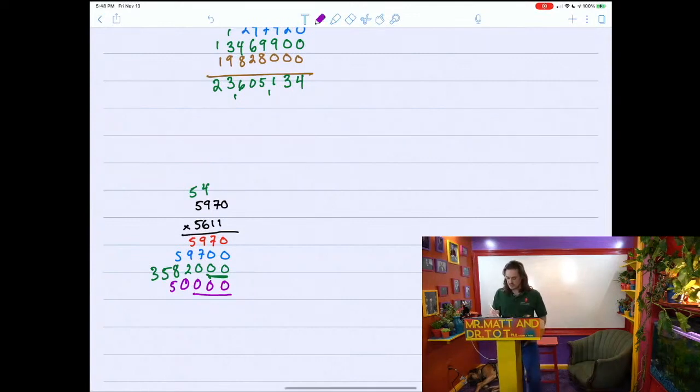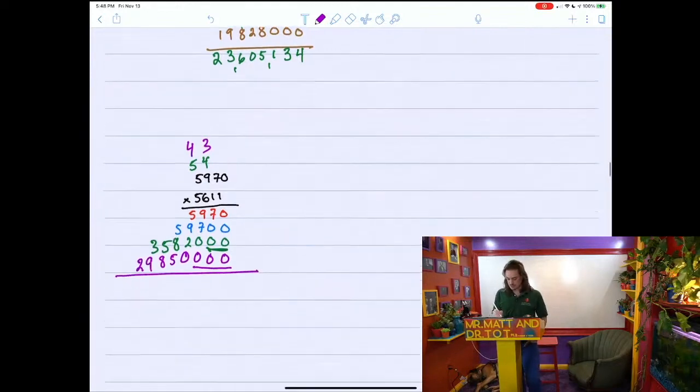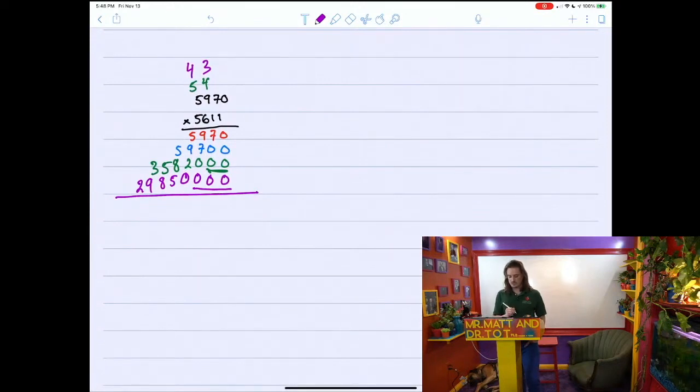0 plus 0 plus 0 is 0. 7 plus 7 plus 0 plus 0 plus 0 is just 7. 9 plus 7 is 16, so keep the 6, carry over the 1. 1 plus 5 is 6. 6 plus 9 is 15. 15 plus 2 is 17, so keep the 7, carry over the 1. 1 plus 5 is 6. 6 plus 8 is 14. 14 plus 5 is 19, so keep the 9, carry over the 1. 1 plus 5 is 6. 6 plus 8 is 14, so keep the 4, carry over the 1. 1 plus 3 is 4. 4 plus 9 is 13, so keep the 3, carry over the 1. 1 plus 2 is 3.